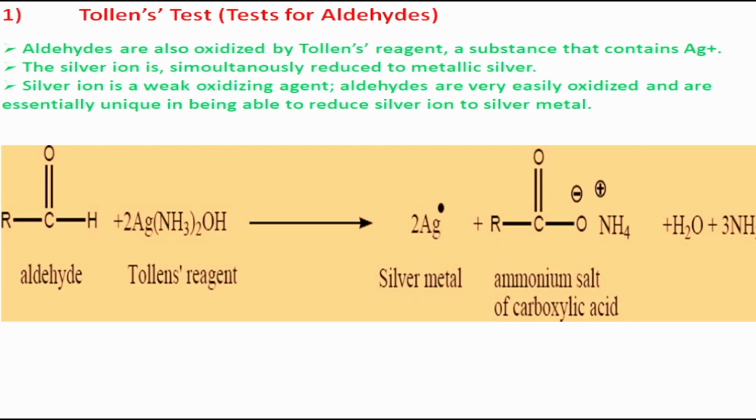Silver ion is a weak oxidizing agent. Aldehydes are very easily oxidized and are essentially unique in being able to reduce silver ion to silver metal. So what happens in this test? The whole test tube becomes silvery, mirror-like in color. That's why it is called the silver mirror test.